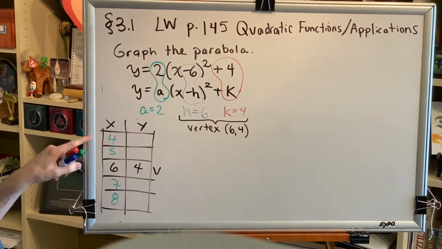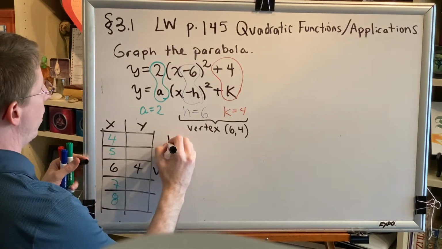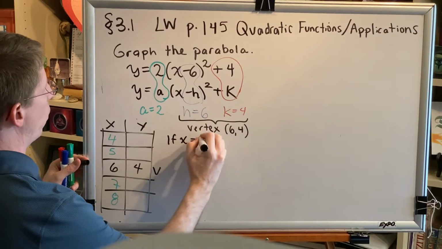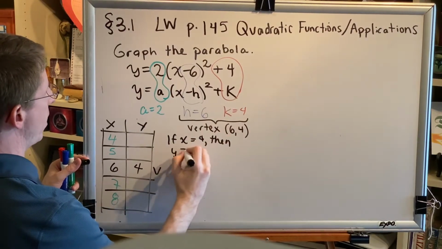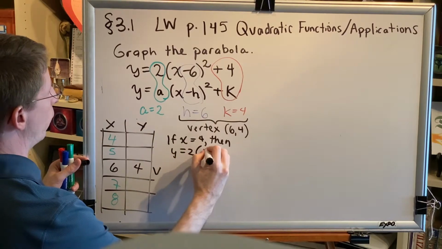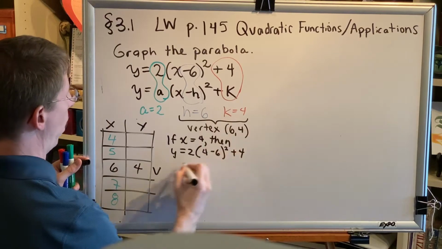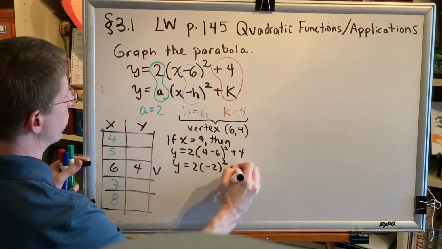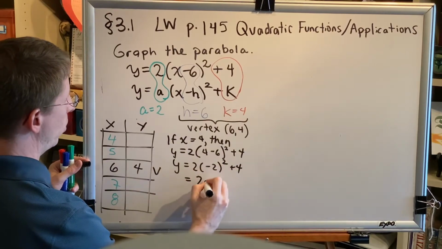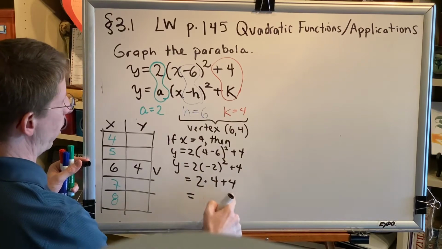All right, now we're going to plug in each value of x into our equation. If x equals 4, then y equals 2(4 minus 6) squared plus 4. y equals 2 times negative 2 squared plus 4. 2 times 4 plus 4, which is 8 plus 4, which is 12.